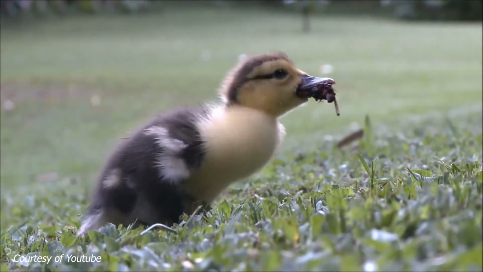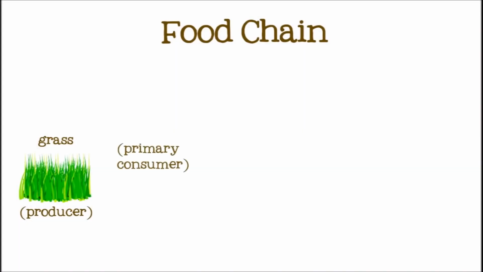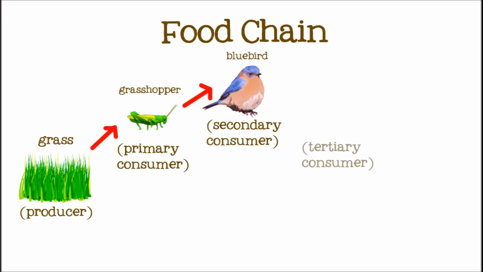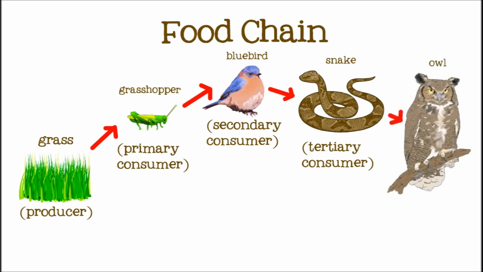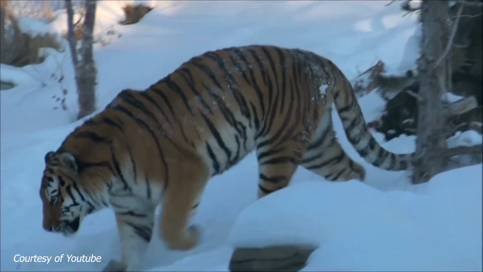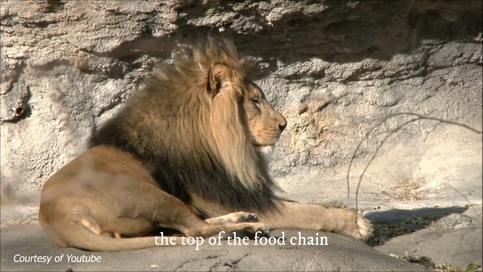Okay students, let's take a look at a longer food chain that also begins with grass. The primary consumer, a grasshopper. The grasshopper eats the grass and then gets eaten by a secondary customer, a bluebird. Then the bluebird gets eaten by a tertiary or third level, a snake. The snake is eaten in turn by an owl. The owl is apex predator. Apex predators are not hunted and eaten by animals or called the top of the food chain.